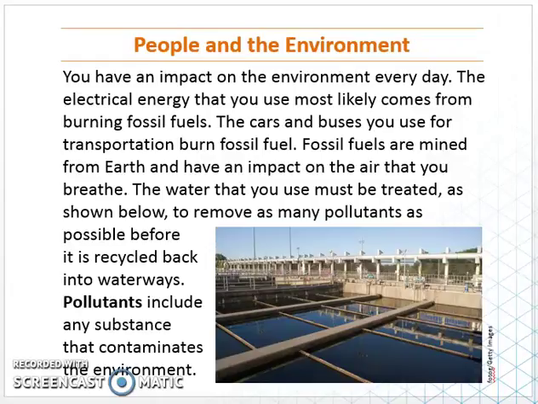Fossil fuels are mined from Earth and have an impact on the air that you breathe. The water that you use must be treated as shown below to remove as many pollutants as possible so you don't get sick. Pollutants include any substance that contaminates our environment.